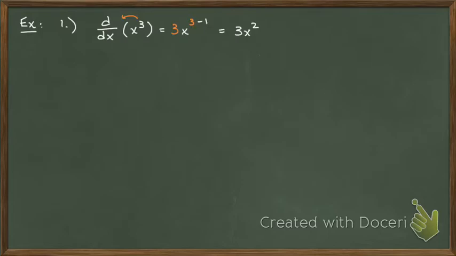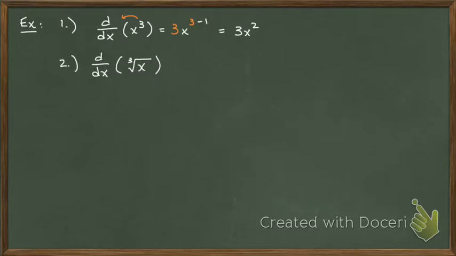That's it. I could show this through the limit definition. I could take the limit as h goes to 0 of (x plus h) cubed minus x cubed all over h and work through the expansion of that and simplify it, and you would end up with 3x squared. Another example, the derivative of the cube root of x.